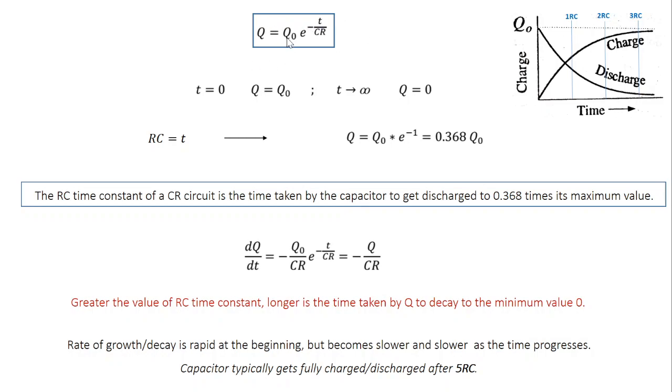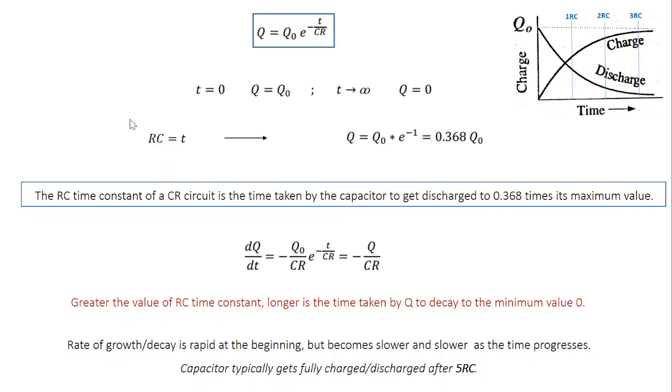Let's plot this, find out the endpoints. So initial case at T equal to 0 and final point T equal to infinity. At T equal to 0, you have e to the power 0 equal to 1. So Q equal to Q0. At T equal to infinity, e to the power minus infinity, which is 0. So Q equal to 0. And what is the form of this equation? This is an exponentially decreasing function. So you have the capacitor decreasing from Q equal to Q0 to Q equal to 0 in an exponential manner.